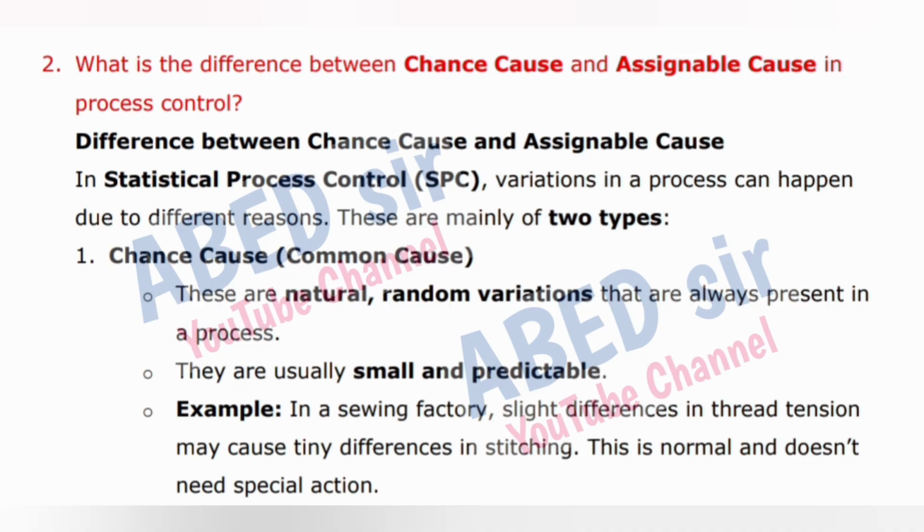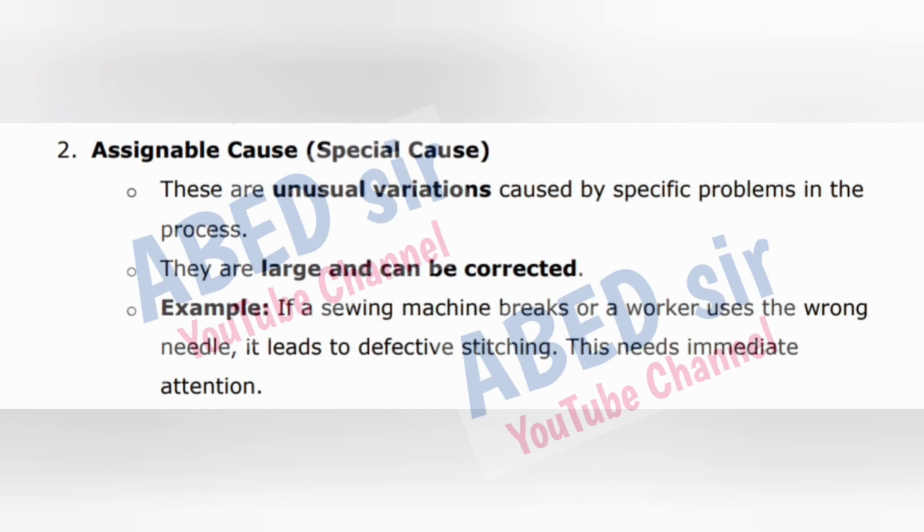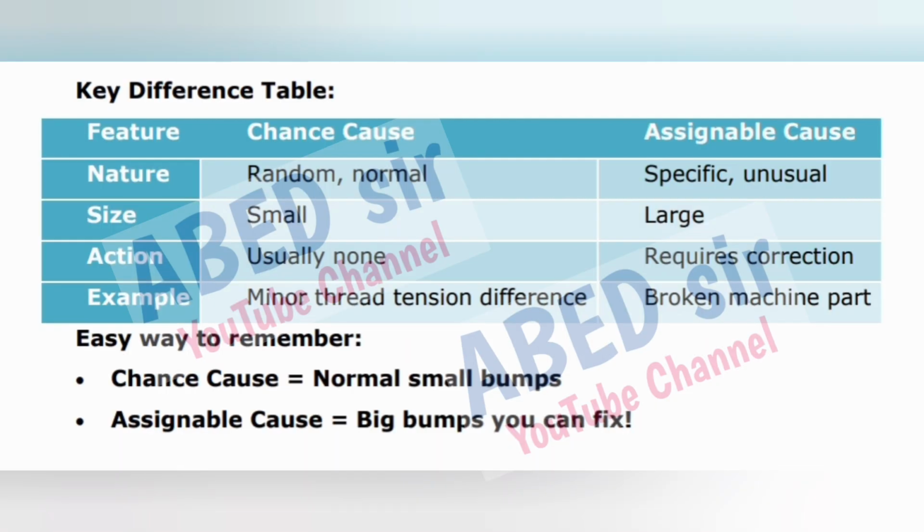Example: in a sewing factory, slight differences in thread tension may cause tiny differences in stitching. This is normal and doesn't need special action. 2. Assignable cause, special cause. These are unusual variations caused by specific problems in the process. They are large and can be corrected. Example: if a sewing machine breaks or a worker uses the wrong needle, it leads to defective stitching. This needs immediate attention.